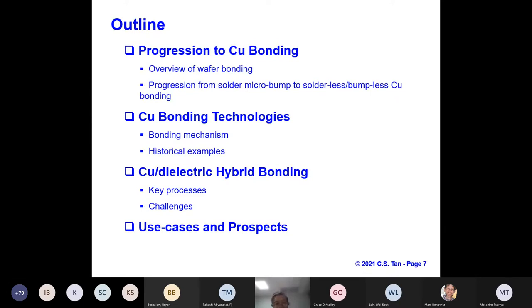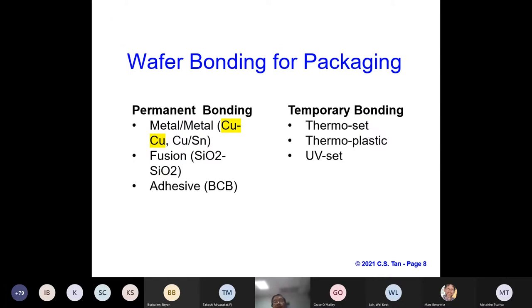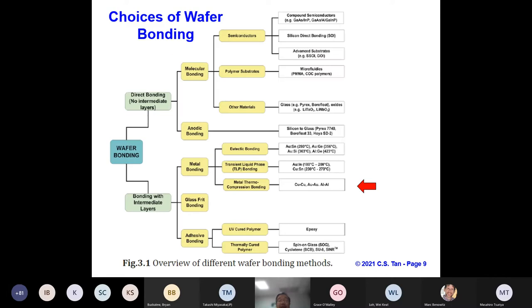Some of them are basically my own prediction, might not be true. This is based on what I can find in the public domain. So if we talk about wafer bonding for packaging, really the way to group them, there are two categories that you can think about grouping them. One is permanent bonding and temporary bonding. Of course, copper-copper bonding falls into the permanent bonding category, right?